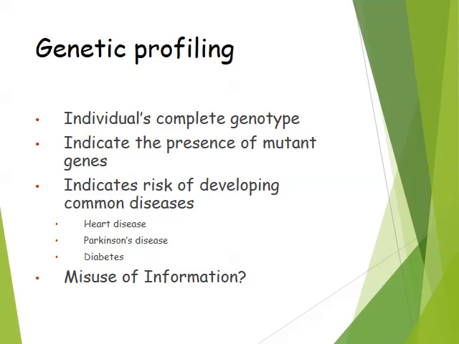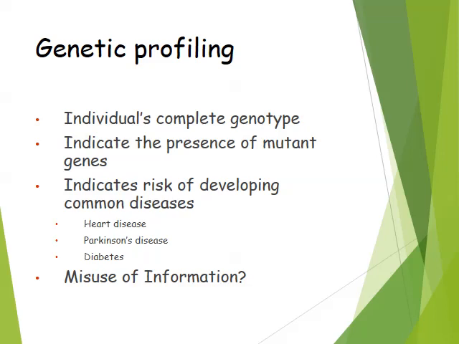An adult can also have a genetic profile determined. This gives an individual a complete list of all their genotypes and indicates the presence of any mutant genes. An example of this would be the BRCA1 or BRCA2 breast cancer genes. A sample of DNA is also going to be analyzed to determine the risks of developing common diseases, such as heart disease, Parkinson's disease, or diabetes.